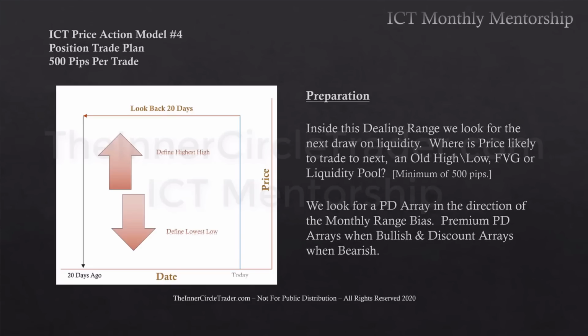Now inside this dealing range, we will look for the next draw on liquidity. Where is price likely to trade to next? An old high, low, fair value gap, or liquidity pool. But the focus is a minimum of 500 pips. So many times you're going to find yourself reaching for that 60-day ICT data range to get that 500 pips. We will look for a PD array in the direction of the monthly range bias, premium PD arrays when bullish, and discount arrays when bearish.